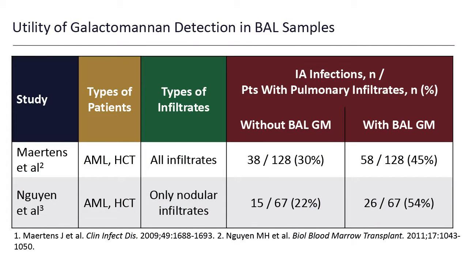And indeed, these are two series, one from Europe, one from our center, where you can see that when we employ this as part of the testing that we do for our BAL, a lot of the infiltrates that were possible in the EORTC-MSG diagnostic criteria, because they lacked the specific radiographic criteria, were actually upgraded to probable or proven Aspergillus. And in the Martin series, this increased from 30 to 45%. And in our center, it increased from 22 to 54%.